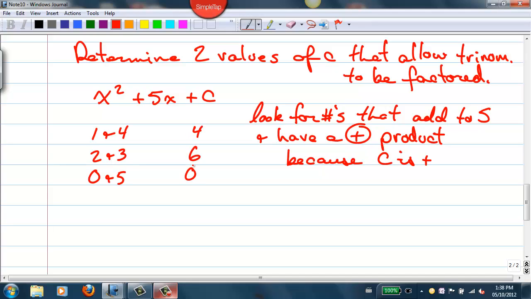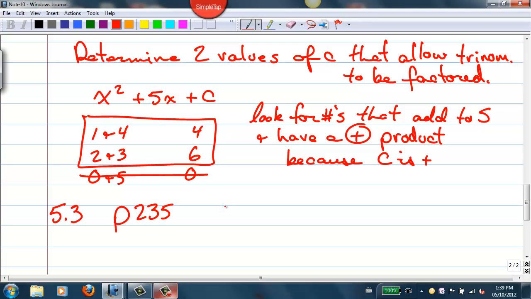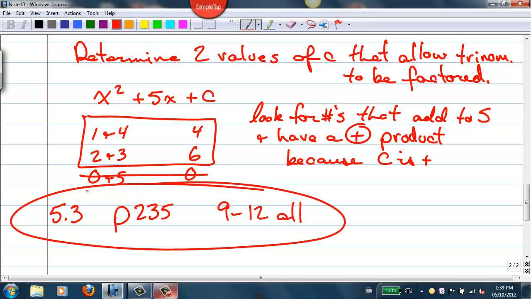Heck, even 0 and 5 would give a product c. Now we want there to be a c value, so I'm not going to use the 0 and the 5. But I could use 4 and I could use 6 as values of c. So x squared plus 5x plus 4 or x squared plus 5x plus 6 would be factorable.